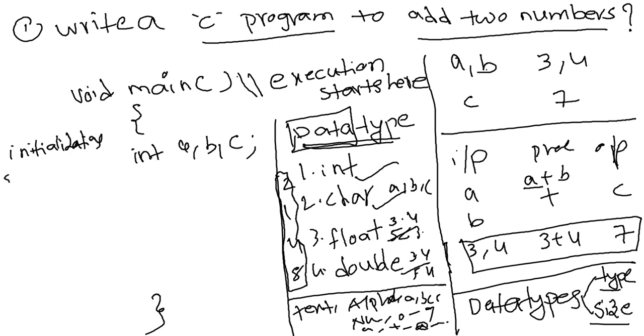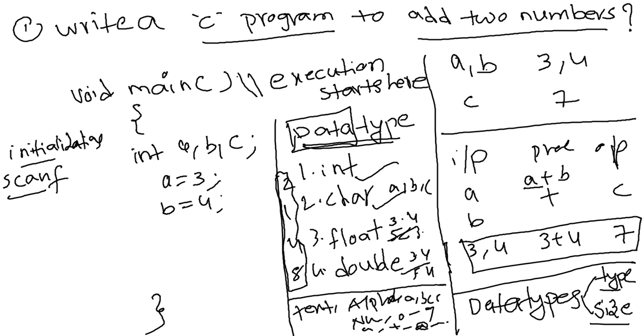The other way is with the help of scanf. Scanf is a built-in function. Initialization means straight away you are giving the values to the variables. Now here I am using initialization values, a equal to 3, b equal to 4. This is called initialization, because I already know that I want to take the a value as 3 and the b value as 4. So I am using initialization here.